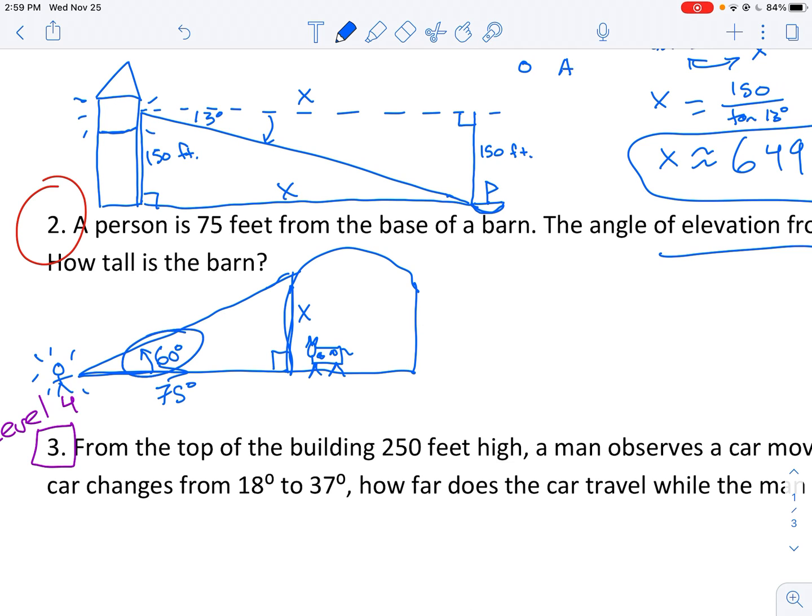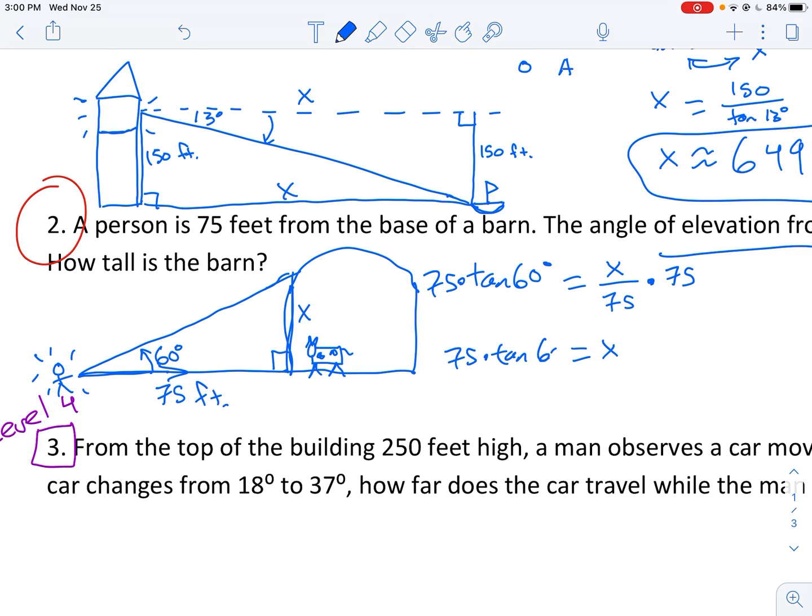I noticed that my angle is here. I have the opposite side, and I have the adjacent side. So this is actually another tangent setup. Tangent of 60 degrees is equal to x, opposite, over adjacent, which is 75 feet. And to solve this one, you don't want to switch these. You actually want them on the same side. So we're going to multiply both sides by 75. And I got x is 75 times tangent of 60 degrees.